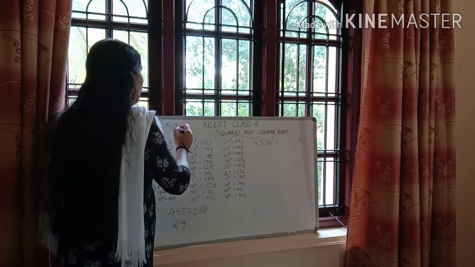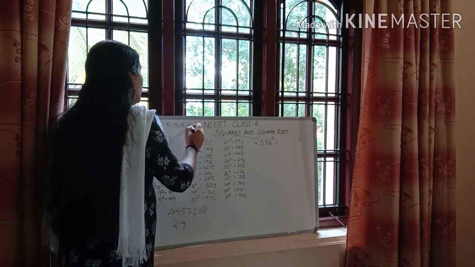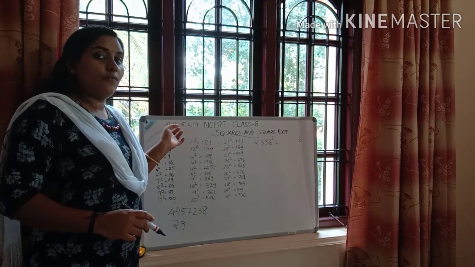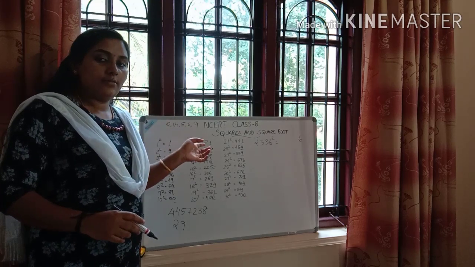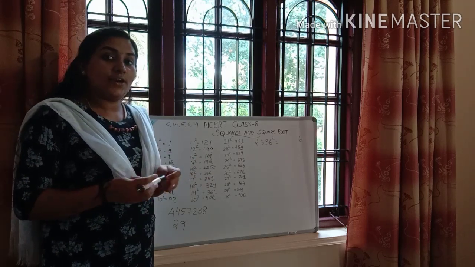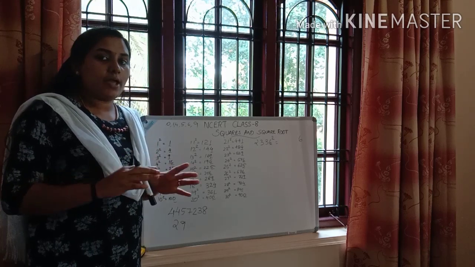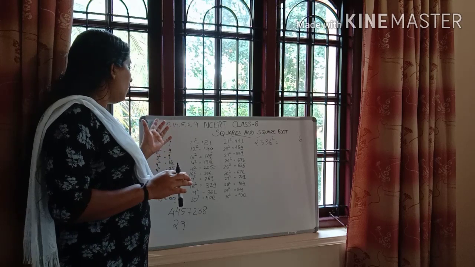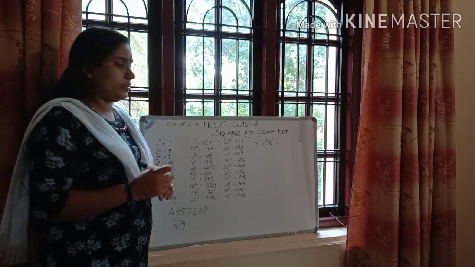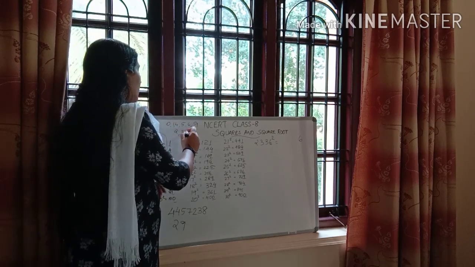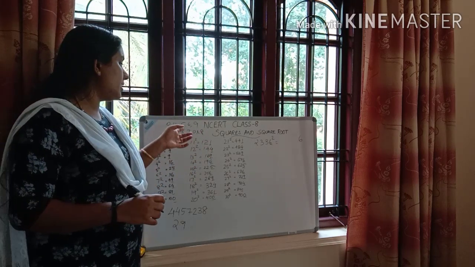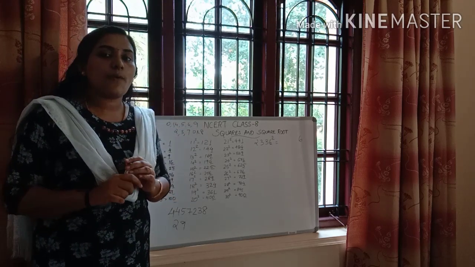0, 1, 4, 5, 6 and 9. If a number does not end with 0, 1, 4, 5, 6 or 9, it is not a perfect square. In reverse order also, a perfect square will end with 0, 1, 4, 5, 6 or 9. Other than these, for example 2, 3, 7 or 8: if a number ends with 2, 3, 7 or 8, it is not a perfect square.